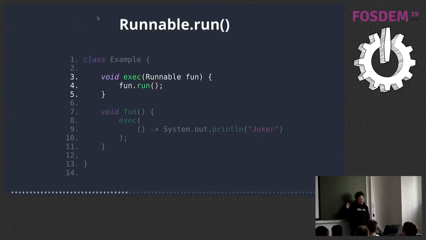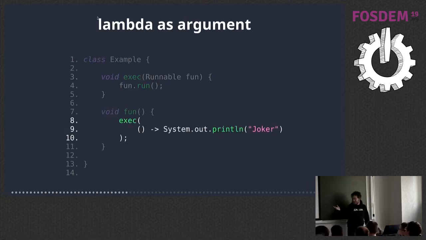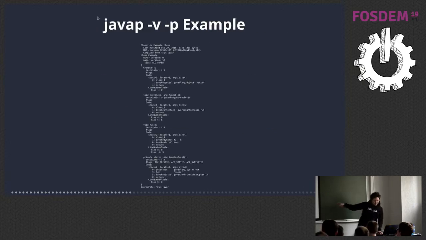So what we have here, Runnable.run, simply we execute a Runnable interface method run. And we pass the lambda to the method that does this execution. So here is a lambda. The lambda is an argument. Let's notice that the lambda is on line 9, and the lambda contains Joker, right? Simple, right? We compile, we decompile, we look at what happens.